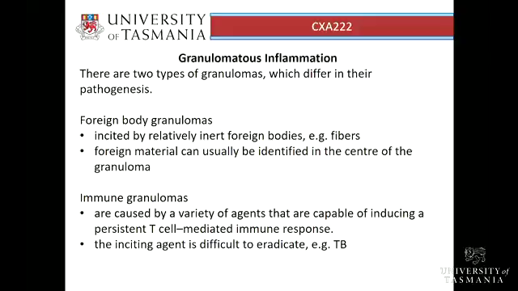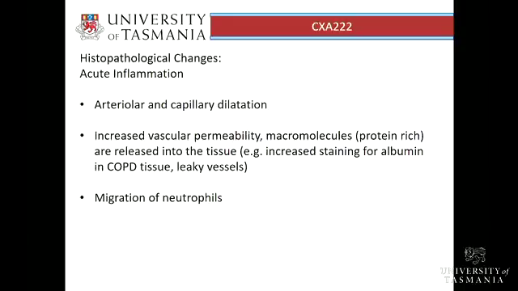Immune granulomas, so these are caused by a variety of agents like TB, as we discussed. Have you guys talked much about TB in the past? So it's a bacterium that divides very slowly, so it doesn't trigger a full-blown immune response straight away, but it's also got a special coating on the wall that makes it immune to most of our responses, so it's very difficult to remove. We will look at that later on.